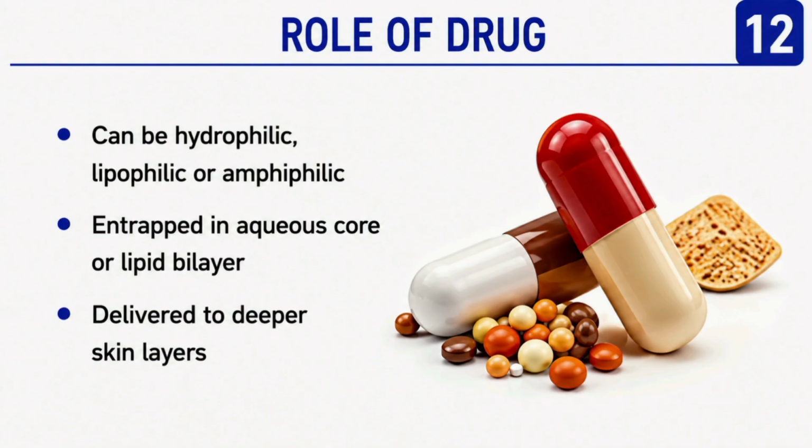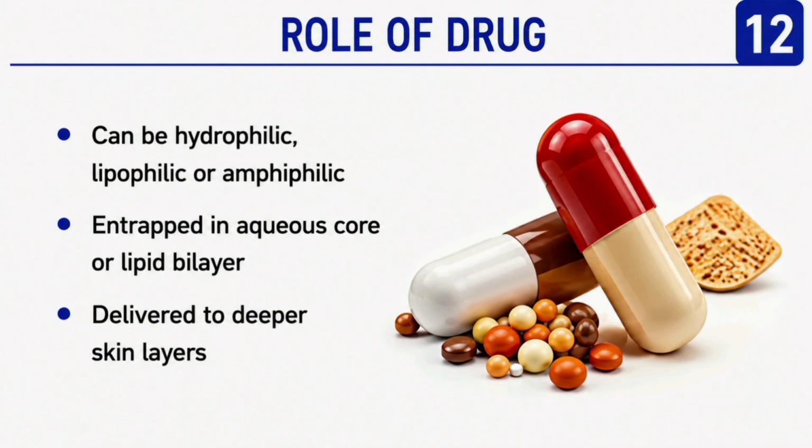So a hydrophilic drug may preferentially occupy the aqueous component. A lipophilic drug may associate predominantly with the phospholipid bilayer. So amphiphilic drugs may distribute between both the regions. So the drug's molecular weight, log P, aqueous solubility, ionizing state and membrane affinity all influence its incorporation and the release.